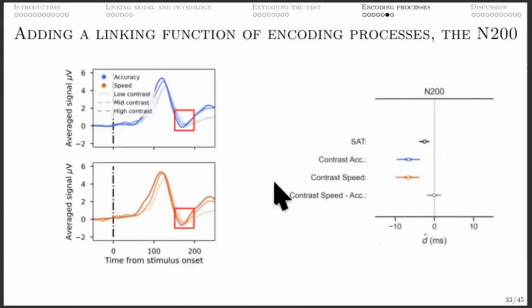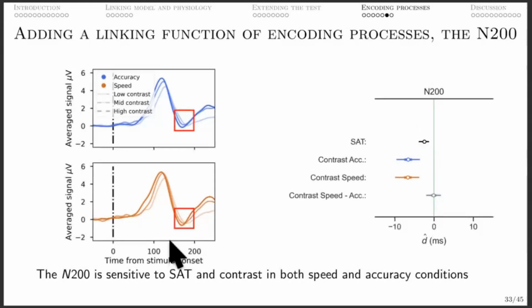So let's look at the factor effects on this component. We see that both in accuracy condition and speed condition, higher contrast are processed faster because you have a faster N200 than lower contrast, both in accuracy and speed condition. And this is captured by the following coefficients, where you have a negative relation between contrast and the N200. And you also see, although it's not easy to see on this graph, that we have a small speed accuracy trade-off on the encoding processes as expected. So the N200 is sensitive to speed accuracy trade-off and contrast in both speed and accuracy conditions.